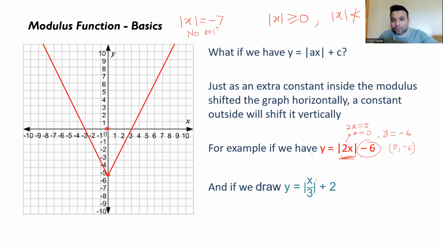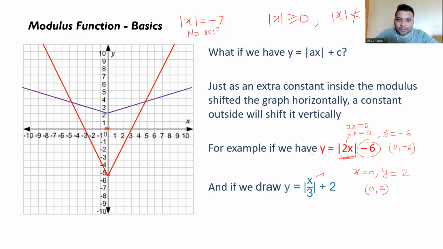Let's try and draw this. Find the vertex. We will equate the mod part to 0, so x will be 0. And when x is 0, y will be 2, isn't it? So 0, comma 2 will be the vertex. The coefficient of x is 1 by 3. So a flatter V at 0, comma 2.